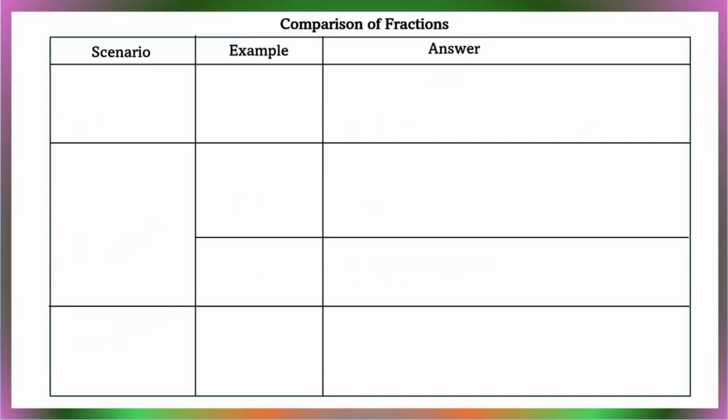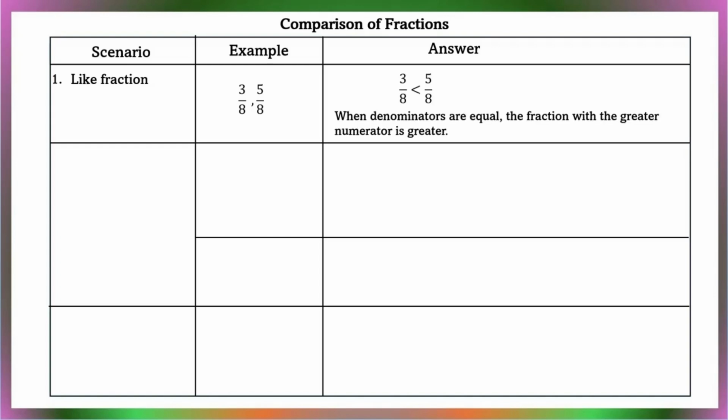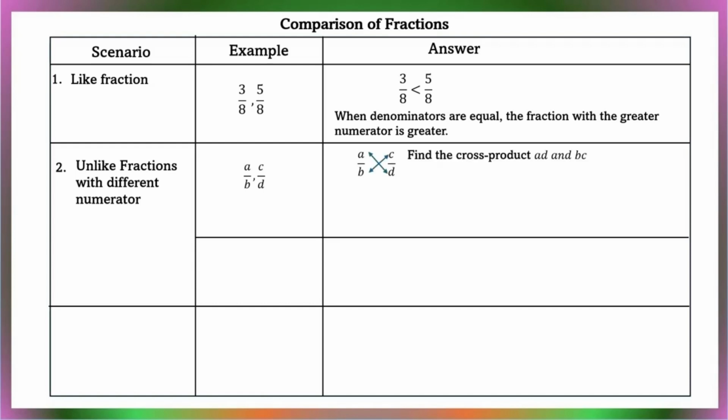Comparison of fractions. Scenario 1. In like fractions, the fraction with greater numerator is greater. Scenario 2. Unlike fractions with different numerators. Case 1. Find the cross product AD and BC. Based on the values of AD and BC, we can decide which fraction is greater.